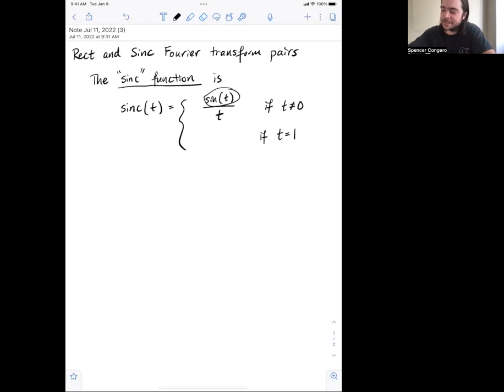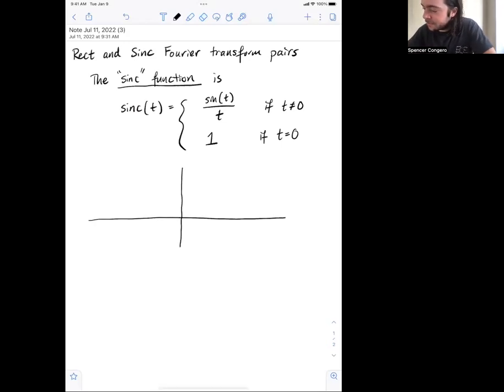As t goes to 0, this is going to 0, this is going to 0. So with L'Hopital, we can take the derivative of the top, we get cosine of t, over the derivative of the bottom, 1. And as t goes to 0 there, cosine of t goes to 1. And that's what we filled in with. So that 1 is just to make it continuous. And you'll see when I draw it that it makes sense that it should be 1.